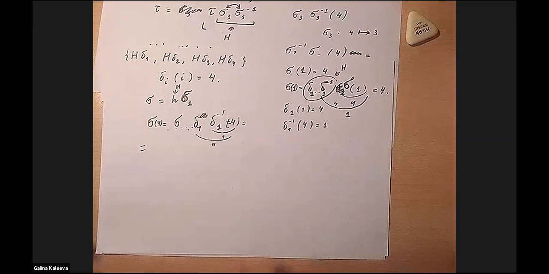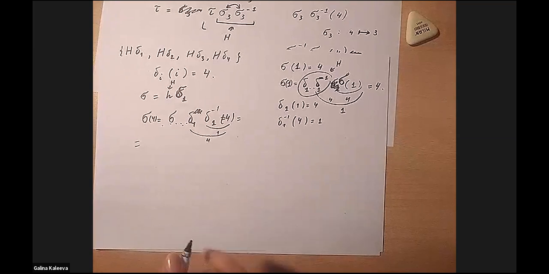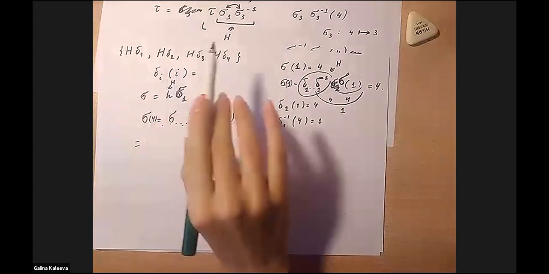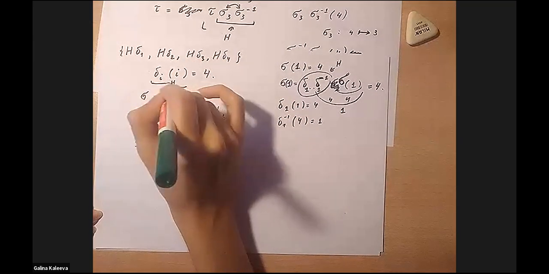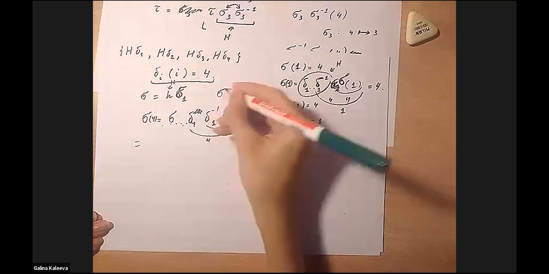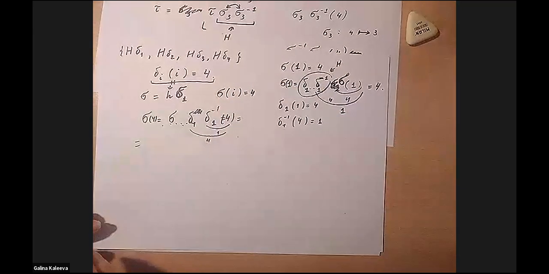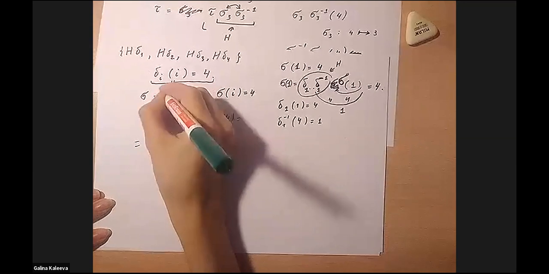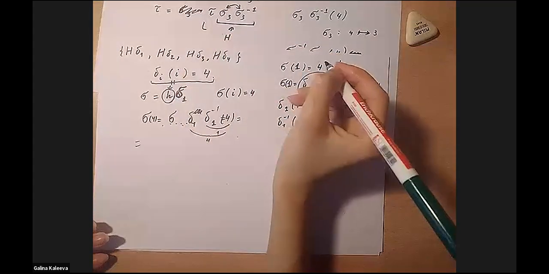So let me explain. The problem is the following. I fixed some particular permutations, delta 1, delta 2, delta 3, delta 4, which act in the following way. Yeah? And I have to represent our permutation, which sends i to 4, as some permutation from our subgroup multiplied by this particular delta. Yeah?